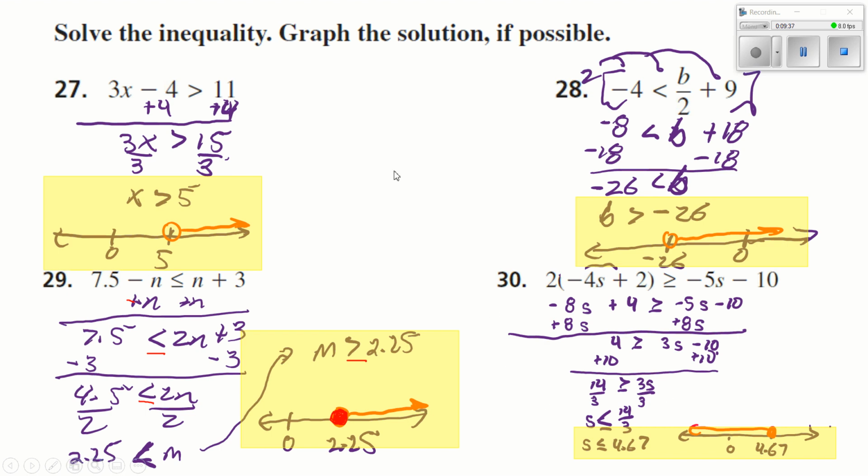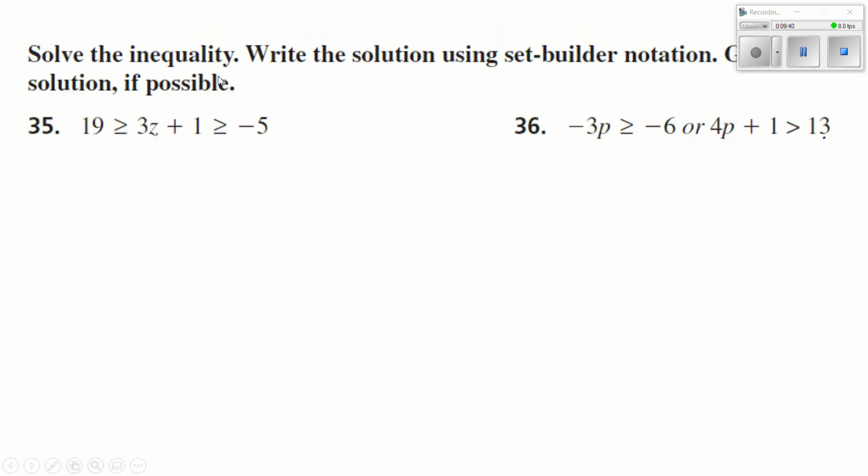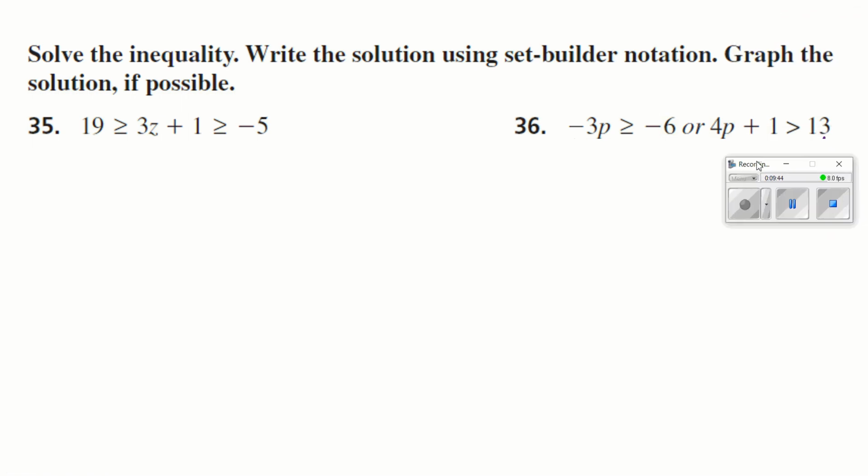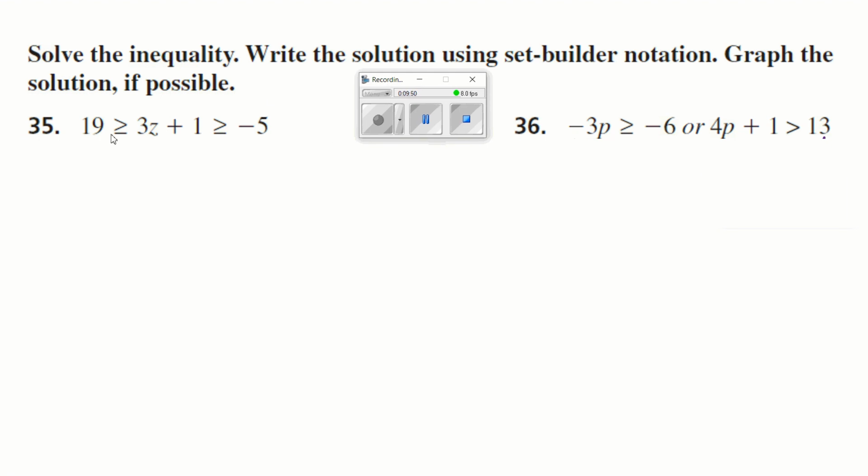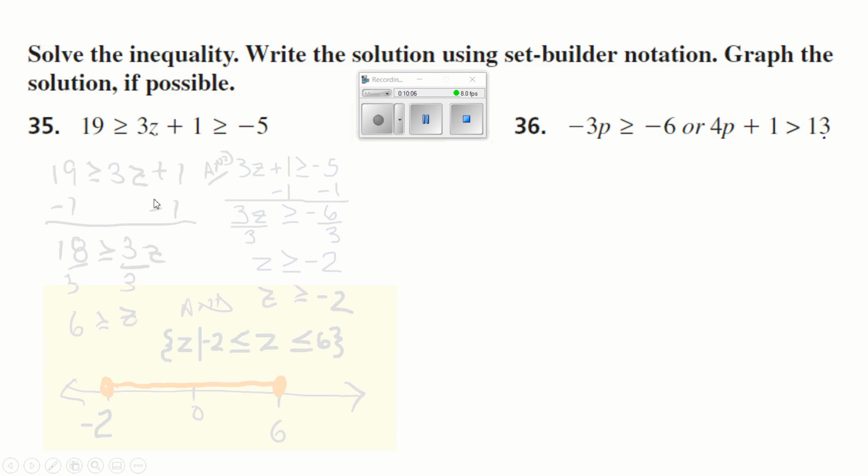Let's move on. So solve the inequality. Write the solution using the set builder notation, and then graph the solution if it's possible. Well, for number 35, we know we're going to have to subtract 1 from both sides, right, to get rid of this one. That's going to give us a negative 6 over here, and this is going to be an 18 over here with 3z. Then we would divide 3 away.